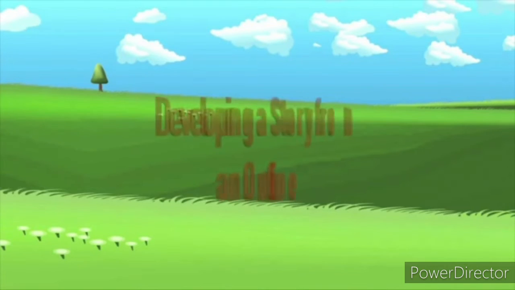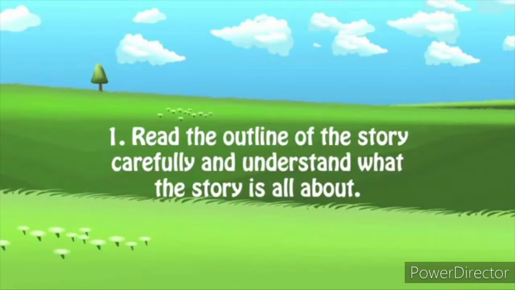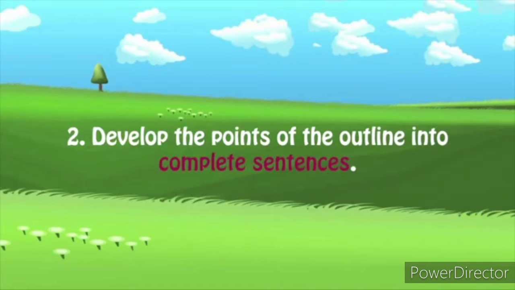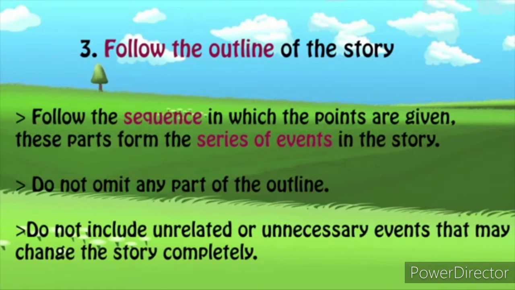The second point is developing a story from an outline. Let me tell you the important points you should remember while writing a story. Number one, read the outline of the story carefully and understand what the story is all about. Number two, develop the points of the outline into complete sentences. Number three, follow the outline of the story. That is, follow the sequence in which the points are given.